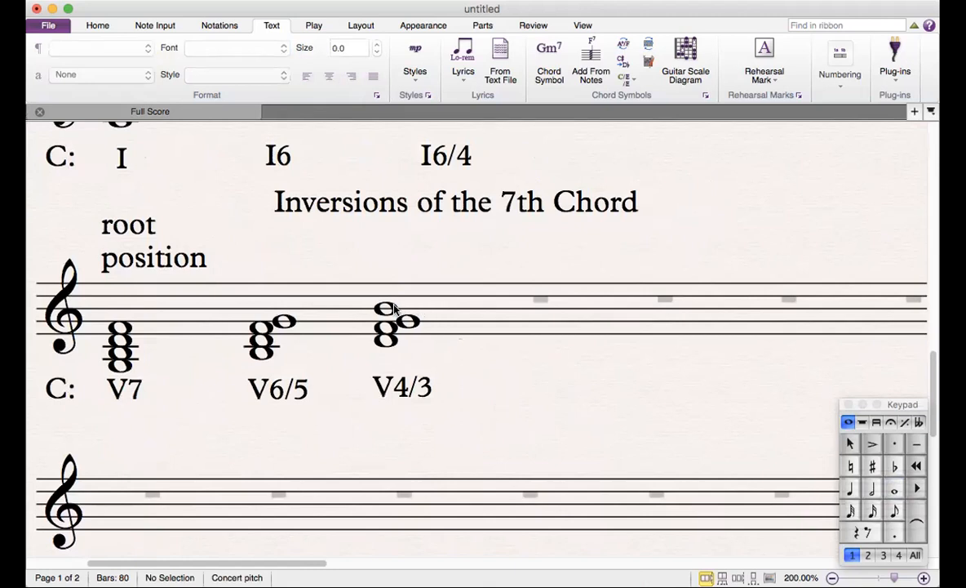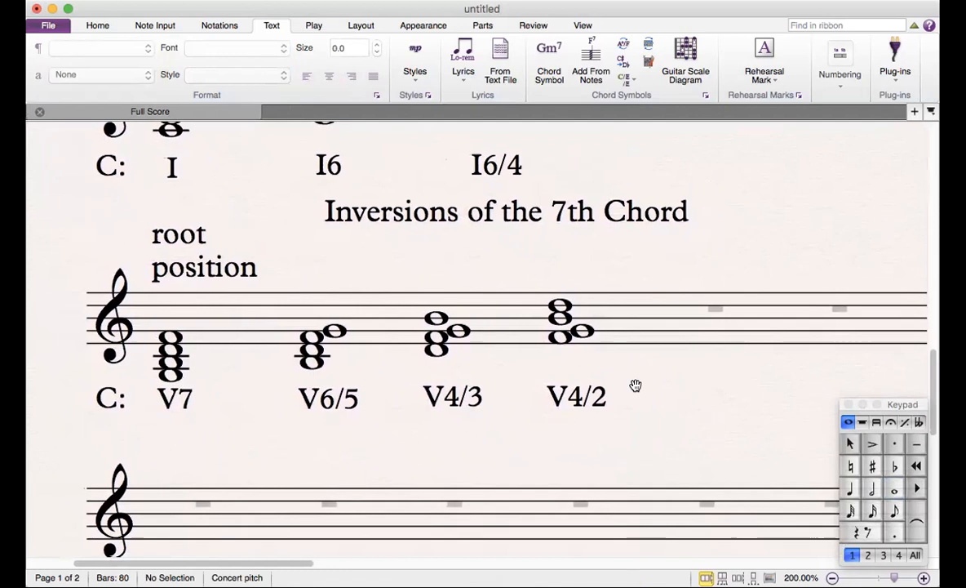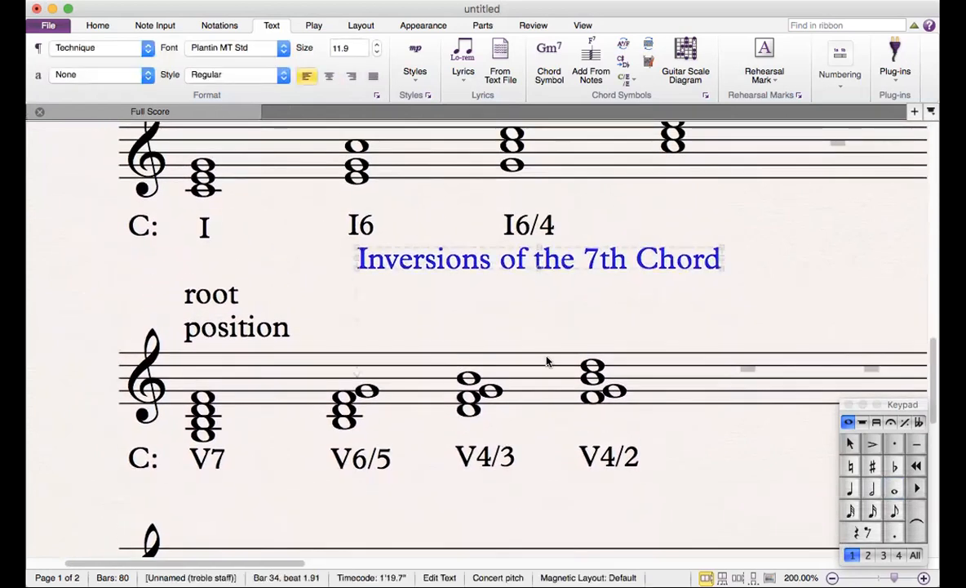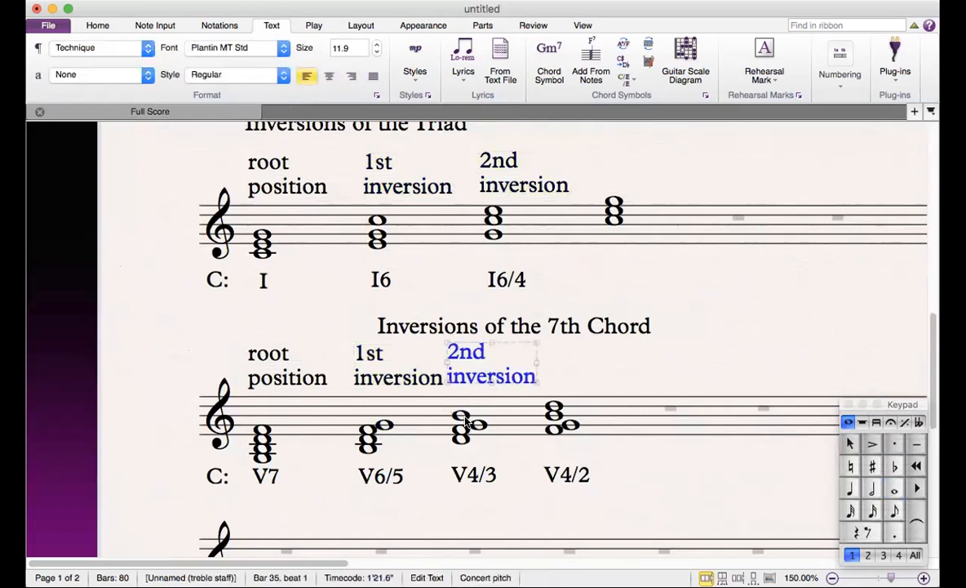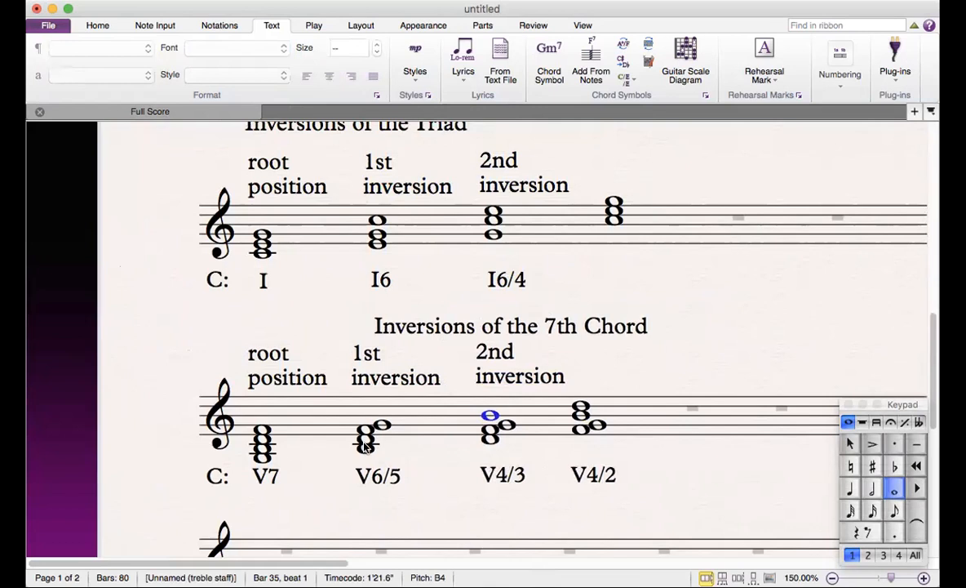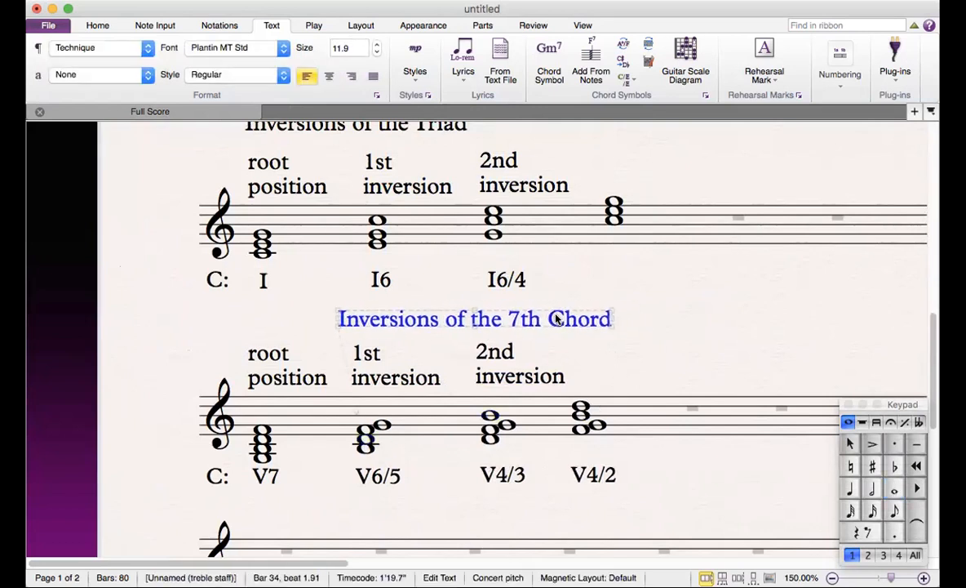Okay, and we're going to do the same process again. Copy and paste. Take that bottom note, move it up an octave. Here we're going to call this a 4/2. Okay, and let's make sure to label them correctly. Now, of course, there's one extra chord because we have one extra note. So there's an extra option, right?